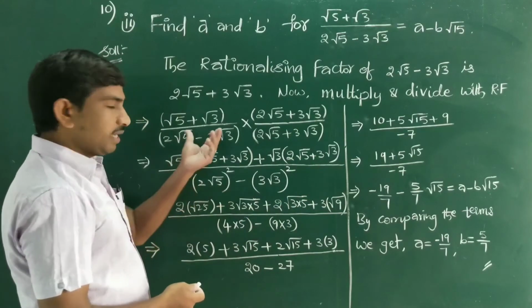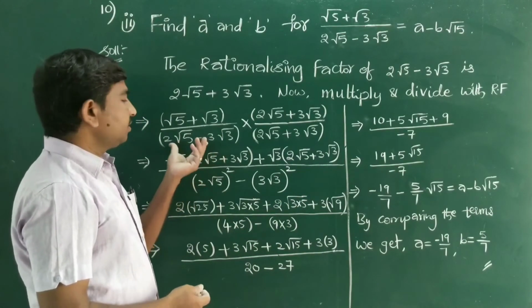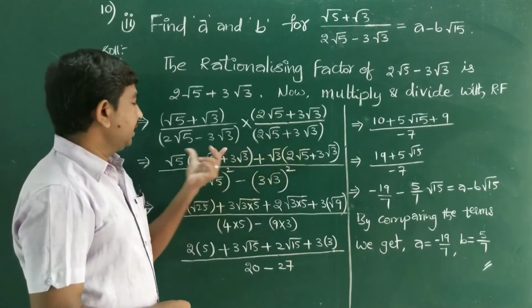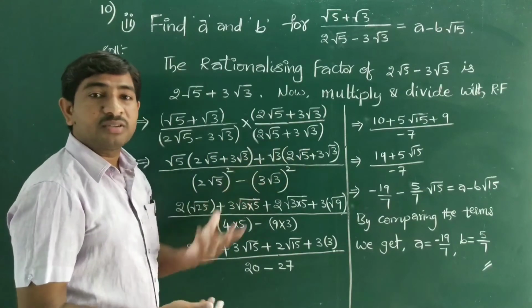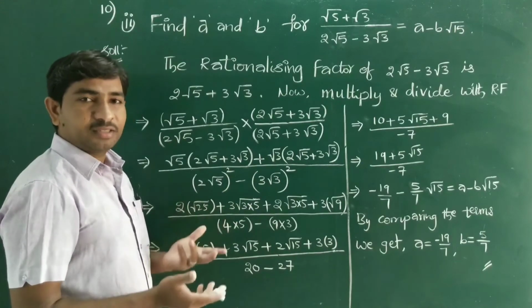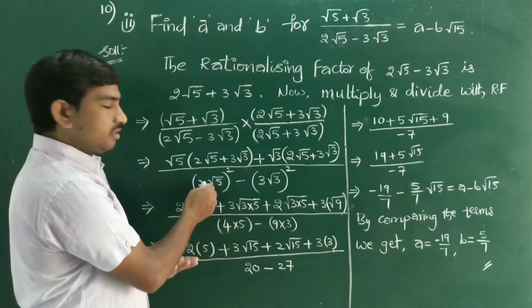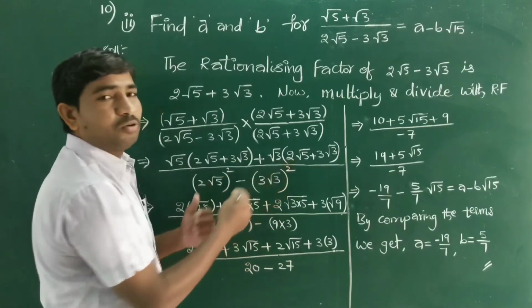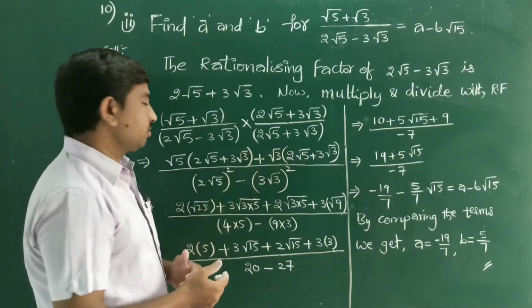So now in the denominator place, if you observe, these two are in the form of (a minus b) into (a plus b). What is the formula for (a minus b) into (a plus b)? a square minus b square. What is the a value here? (2 root 5) whole square minus, b value is (3 root 3) whole square.